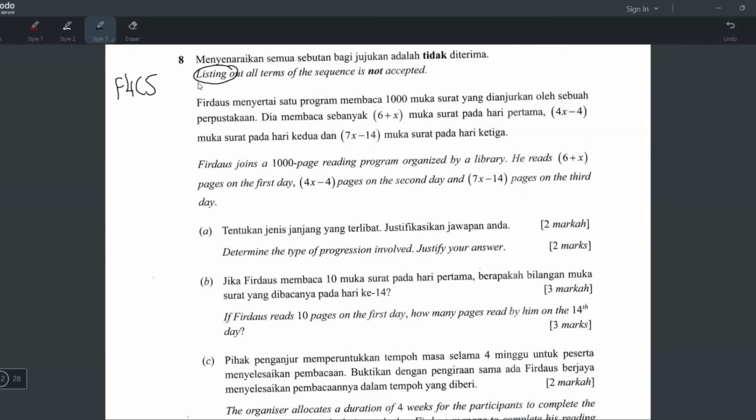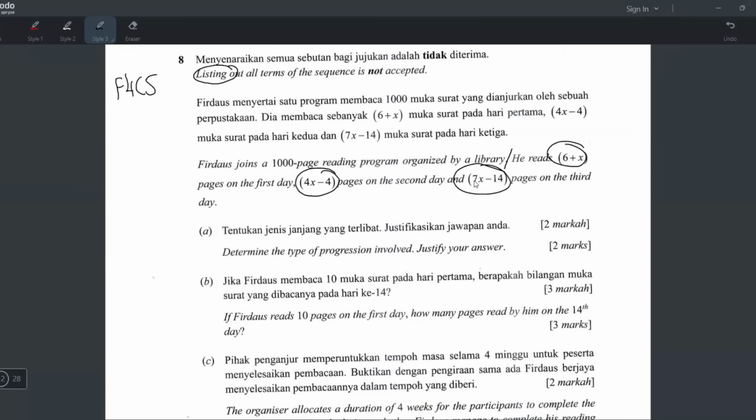Alright, let's read the question now. Firdaus joined a 1000 page reading program organized by a library. So the program is to read 1000 pages. He reads 6 plus x pages on the first day, and then 4x minus 4 pages on the second day, and 7x minus 14 pages on the third day. A, determine the type of progression involved. Justify your answer. It means these three are the first 3 terms of a progression.